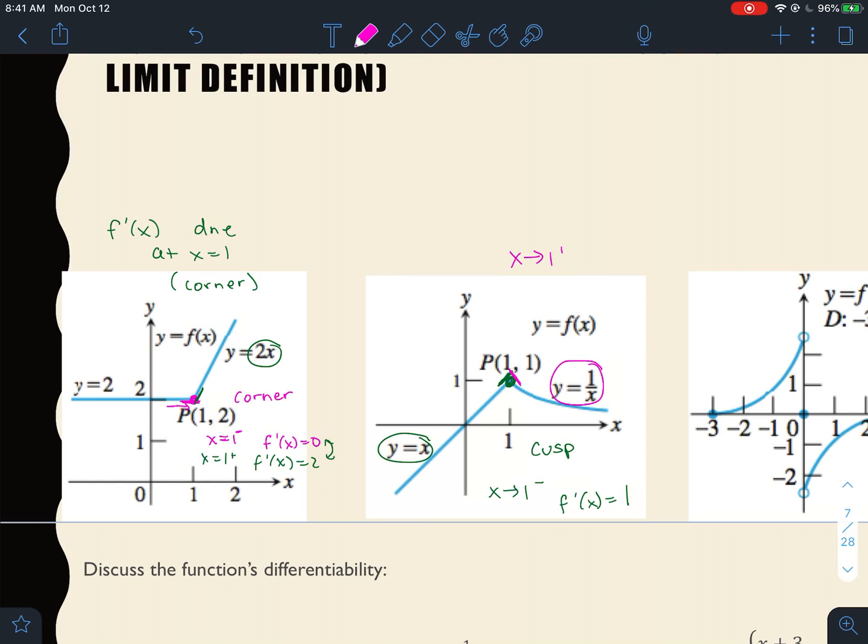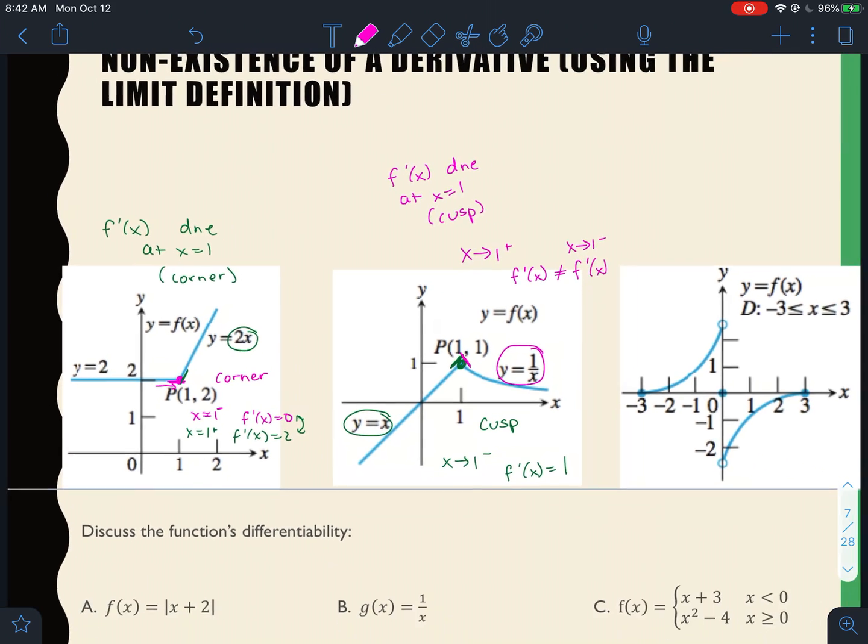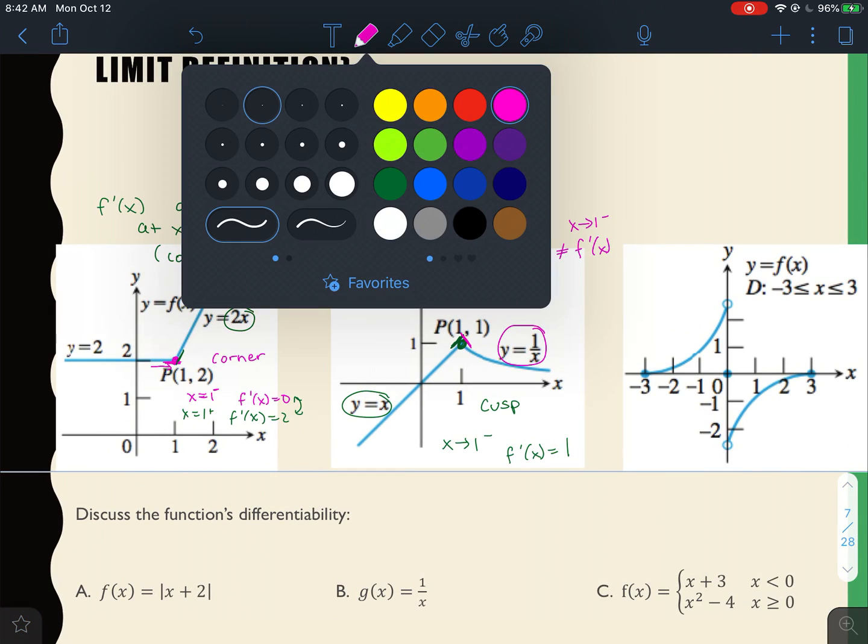It's negative. So the slope coming from the right-hand side of 1 is not going to be equal to the slope coming from the left-hand side of 1. Since those two slopes are different, we have a cusp there, and f prime of x does not exist at x equals 1 on this graph because there's a cusp. The slope coming from the left and the slope coming from the right don't match.